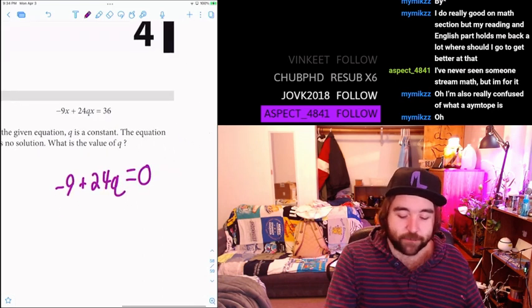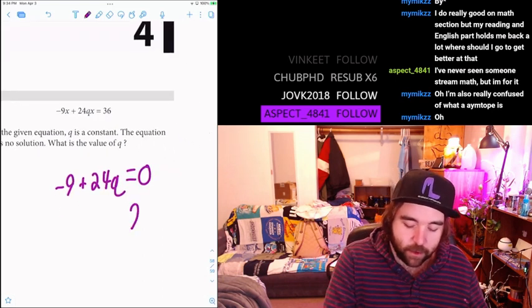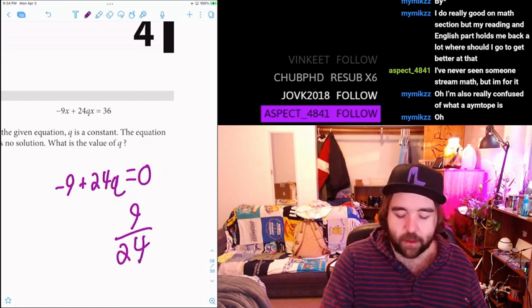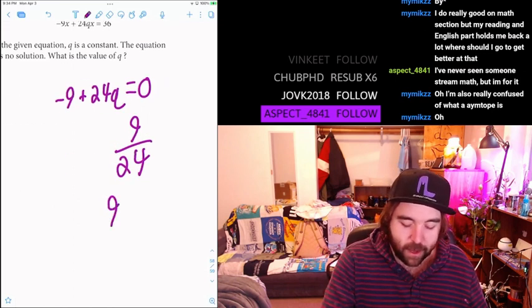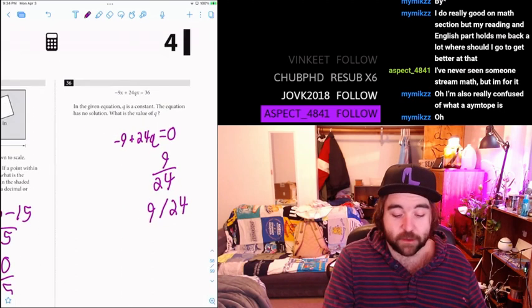And now we can just solve for q. We can add 9 and divide by 24. And that seems like a crazy answer, but that's perfectly griddable. 9/24. That's definitely the answer.